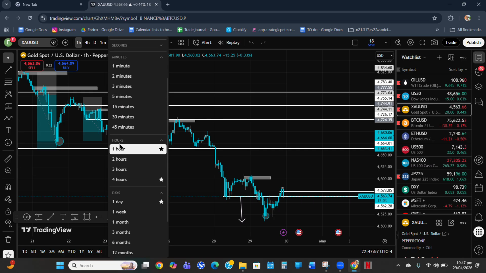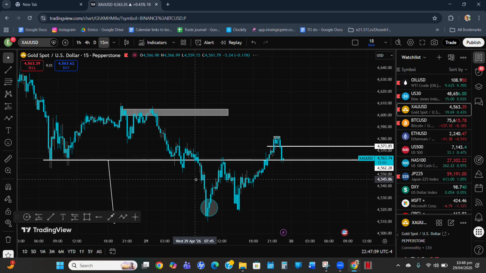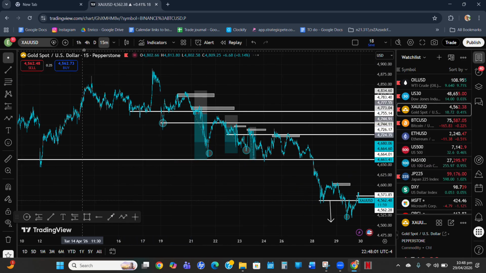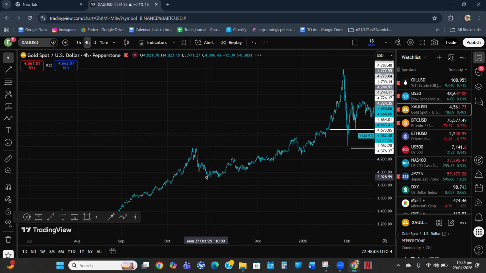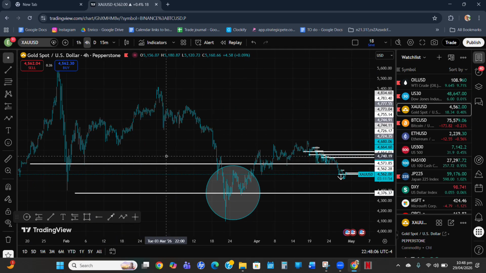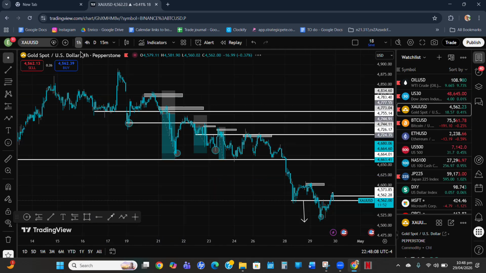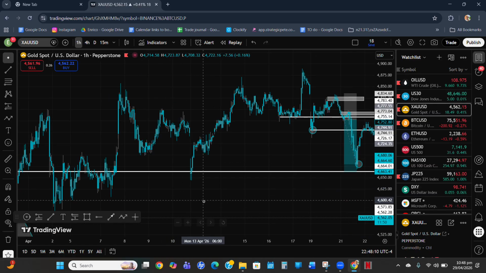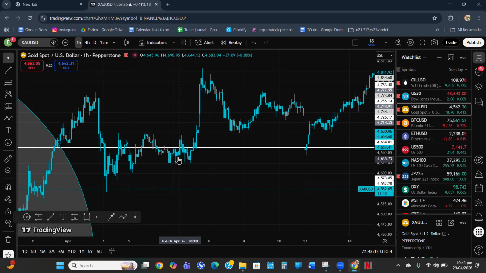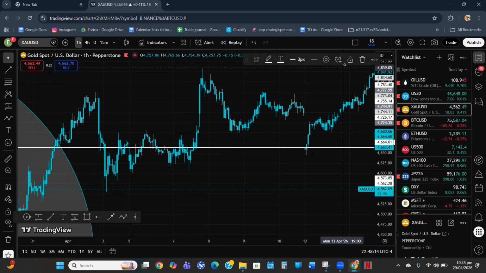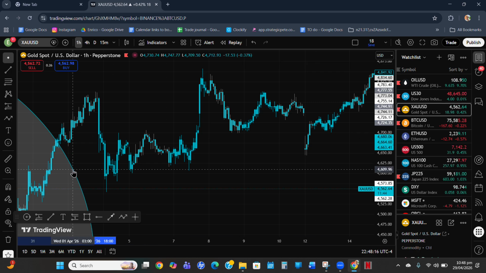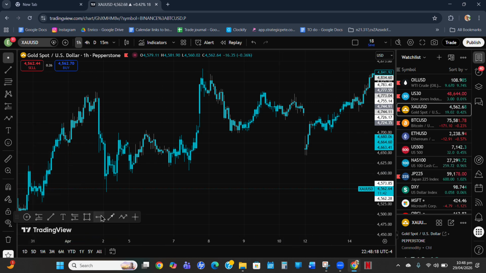Okay, so let's go to gold. Let's go to the 4 hour. Probably not gonna find one in the 4 hour. Let's go to the 1 hour. Okay, here's a good zone, right? Here's a good zone for our support and resistance.